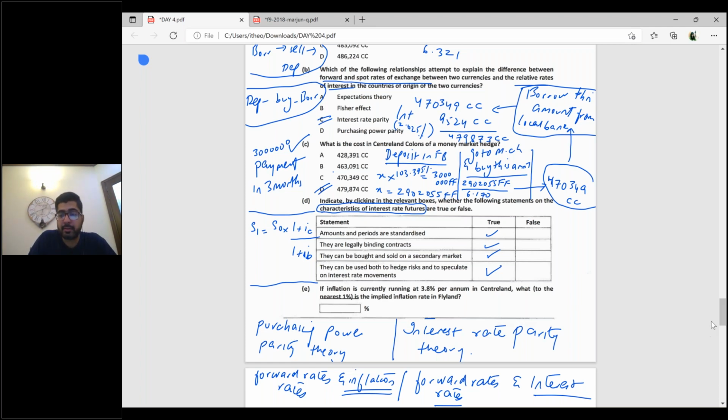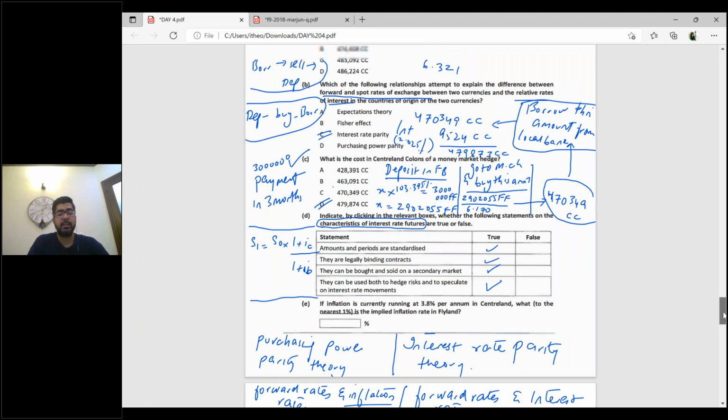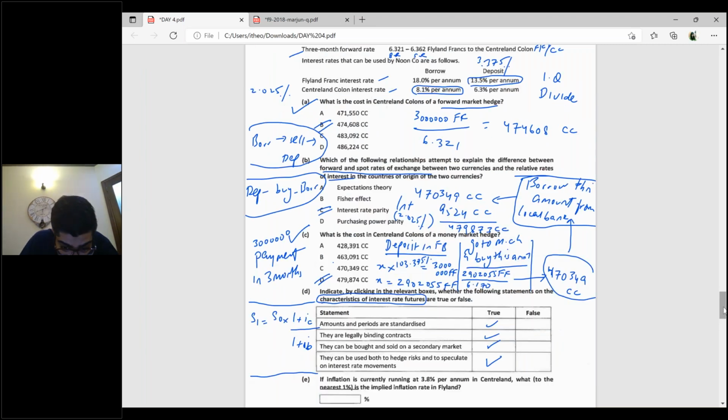Last requirement. This is a very mark-scoring requirement as well. If inflation is currently running at 3.8% per annum in Centerland, what is the inflation rate in Flyland? Inflation rates are present in which formula? I just told you, the purchasing power parity formula.